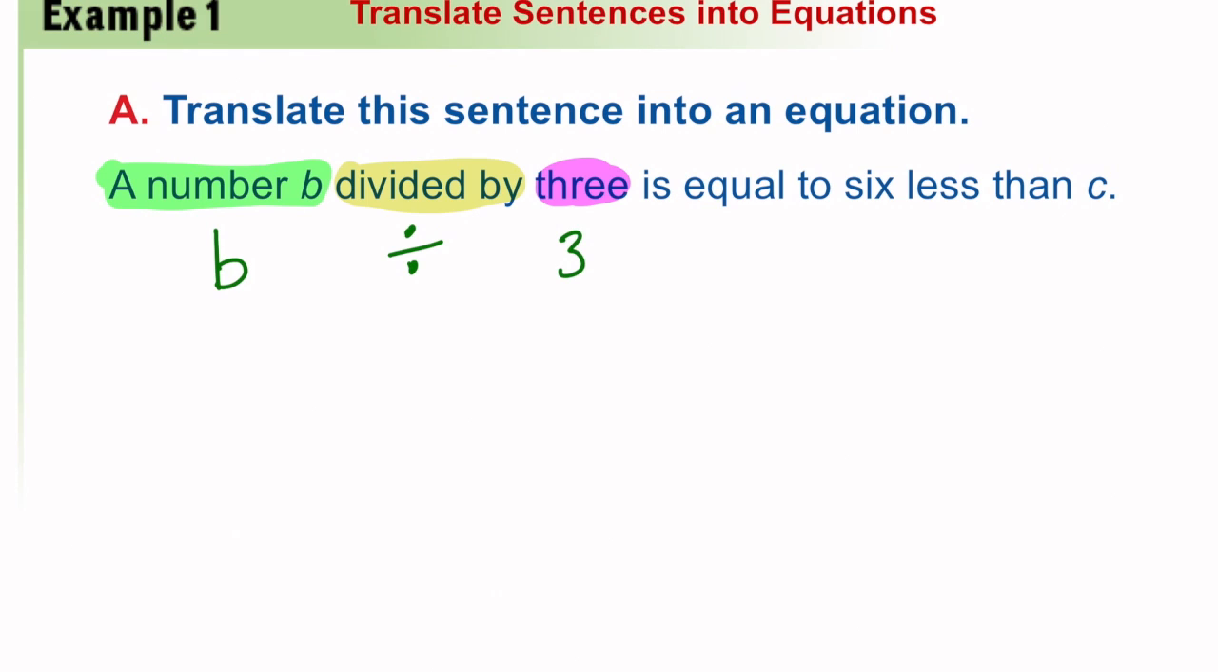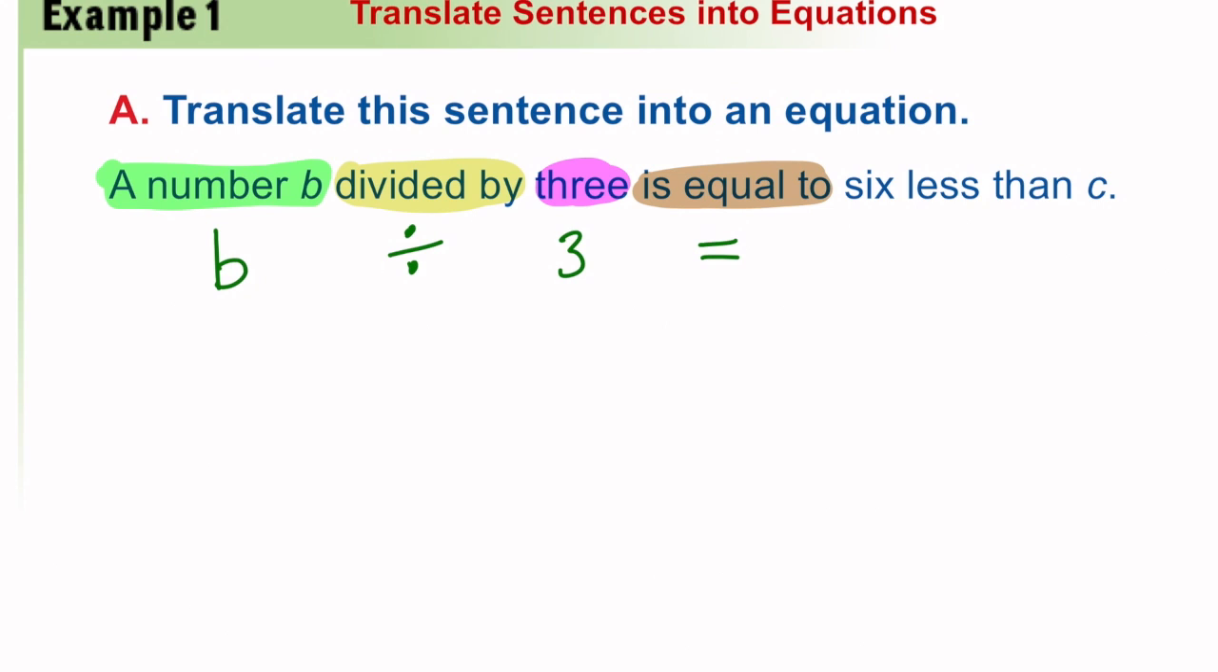Then it says is equal to. So that should be the equal sign. So let me just highlight it and translate to the equal sign. Then the last part's a little tricky and you gotta keep this in mind. It says 6 less than c.